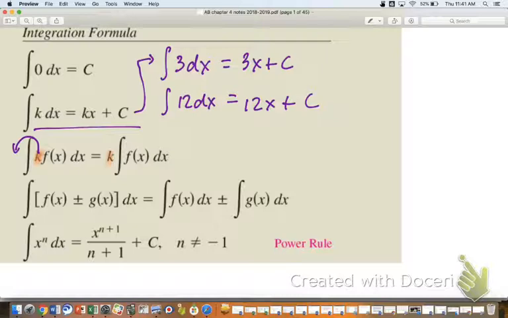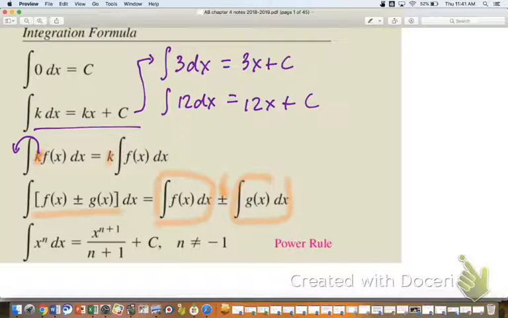Here on this next one, did you notice that it's the antiderivative of a sum or a difference? What that means is you can do the antiderivative of the first term plus or minus the antiderivative of the second term. In other words, you can go term by term by term by term. Sometimes a very useful rule.